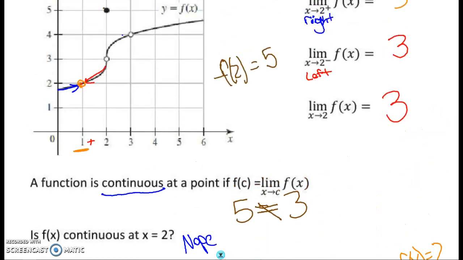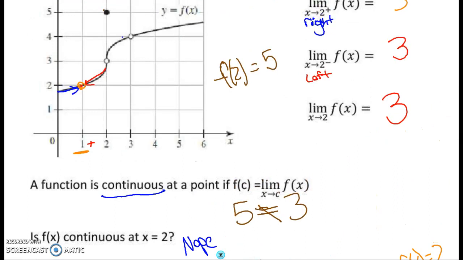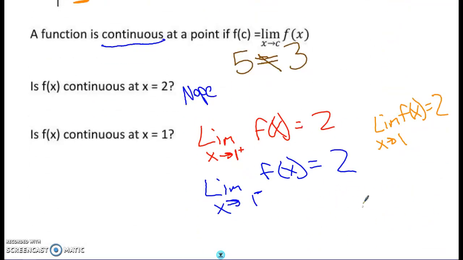So that's my limit. Is that my actual value? Well, as I look at the graph, there is no hole. There is just a point there. The point is right here. There's not some open hole with the value somewhere else. So the actual value f of 1 is 2. Those are the same. Therefore, it is continuous.